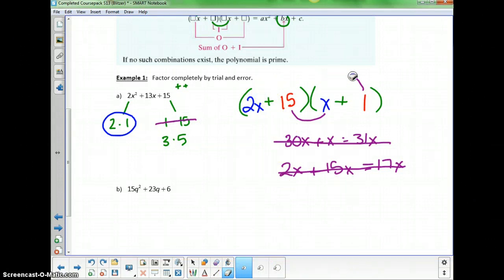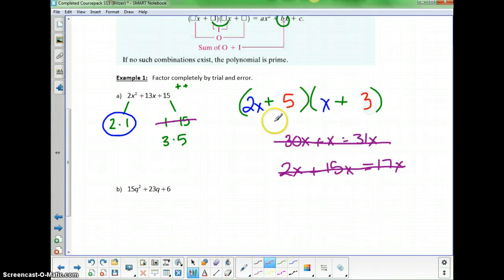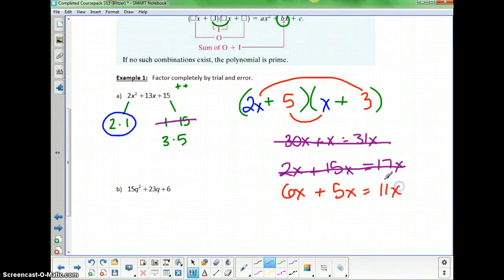So we're going to have to try the other set. We're going to try 3 and 5. Now I don't know yet if it should be 3 first then 5 or 5 first then 3. Okay, so let's try 5 and 3. That's going to give us 2 times 3 is 6x, plus 5 times x is 5x. That's 11. Doesn't work. I needed 13. I only have one more option to try. I've tried 5 and 3. Now I'm going to try 3 and 5.